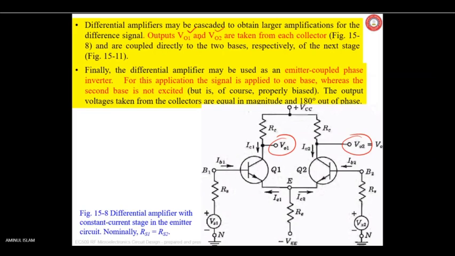Outputs B1, B2 are taken from each collector and are coupled directly to the two bases respectively of the next stage. I mean, if you want to have more than one stage of differential amplifier, these two outputs will be connected to the bases of another two transistors. Say it is Q4, and that may be Q5, and then here one more will be there. That may be Q6.